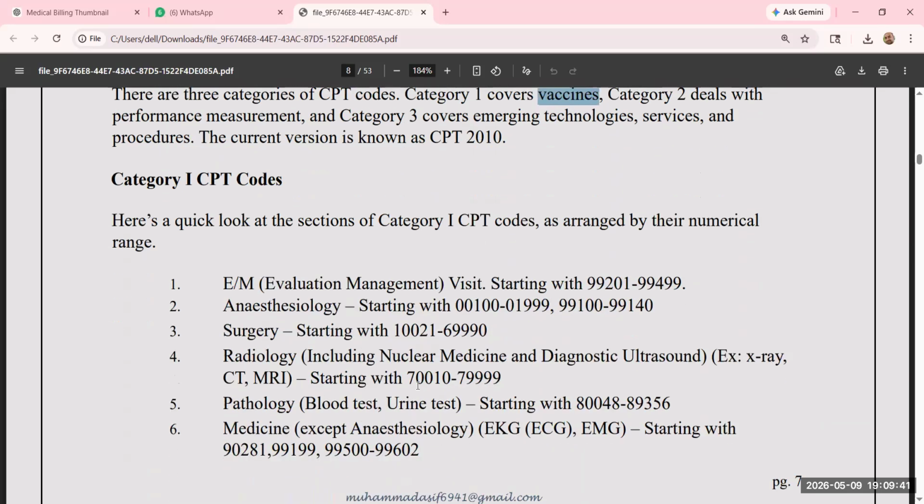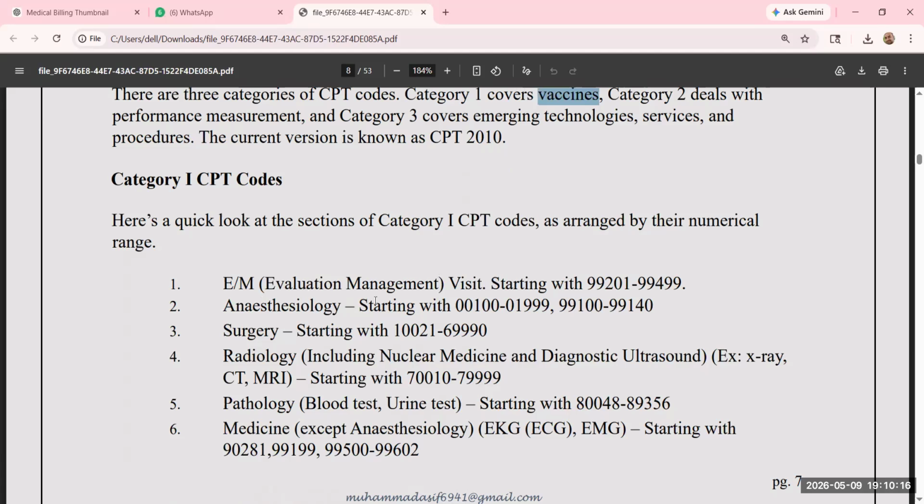Category 1 codes are included here. Here is a quick look at the sections of the category 1 CPT codes as arranged by their numbers. E&M, evaluation and management or visit, starting at 99202 to 99499. Anesthesiology starting at 00100 to 01999 or 99100 to 99140. Surgery starting with 10021 to 69990. So these are the code ranges of the procedures.